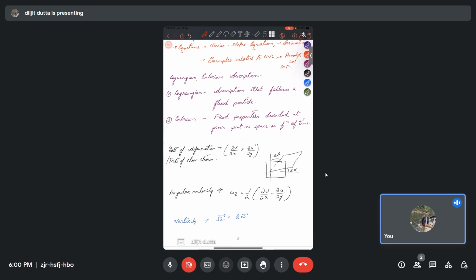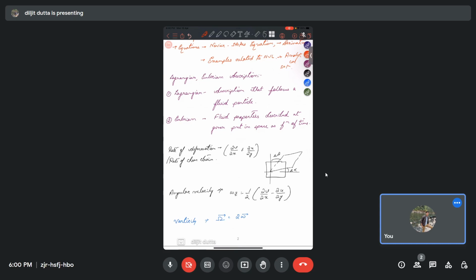So first thing is the description of motion. There are two descriptions. One is the Lagrangian description and the other is the Eulerian description. So what do we do in a Lagrangian description? In a Lagrangian description we follow a particle. A fluid particle will be moving in the fluid flow, so we will be following the particle and we will see how the properties of the particle are changing with time.